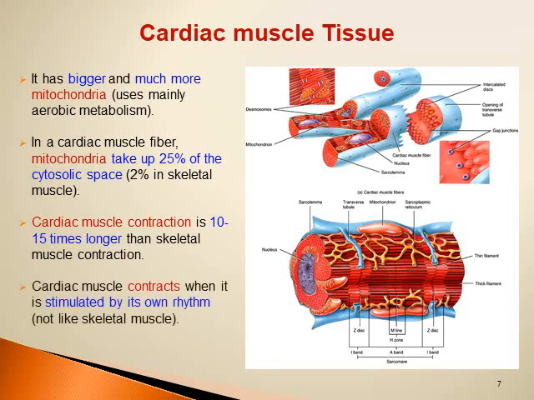Cardiac muscle contracts when it is stimulated by its own rhythm. The heart contains specialized cells, we call them the autorhythmic cells, that I will talk about in detail later on in this lecture.